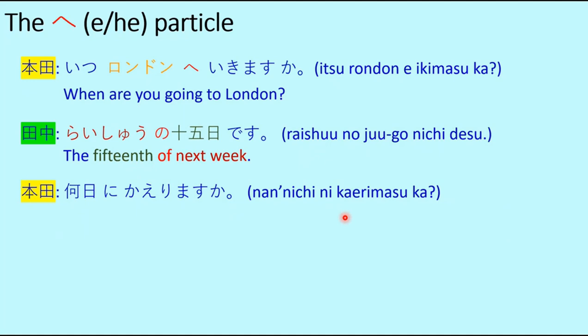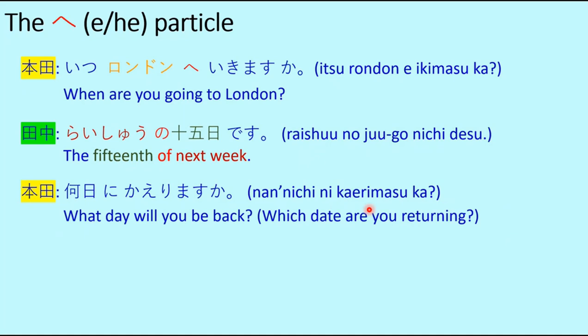Nan nichi ni kaerimasu ka? That means nan nichi means which date are you returning? What day will you be back? Now here why kaerimasu is used, because it is understood that Tanaka-san is from Japan, right? He's from that native place, the same native place as Honda-san. So that's why Honda-san is saying nan nichi ni kaerimasu ka.